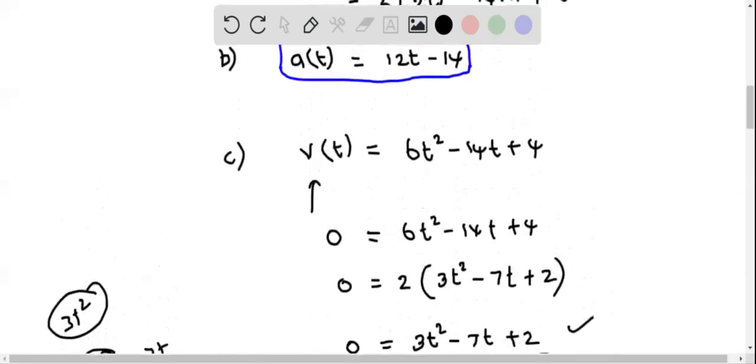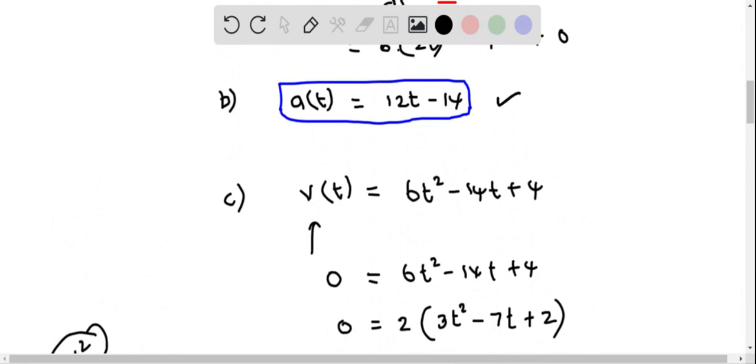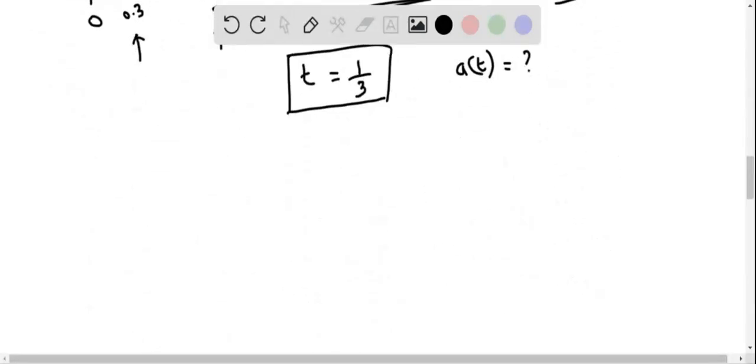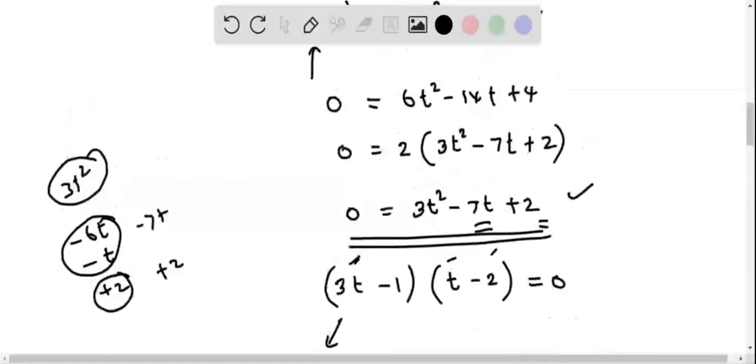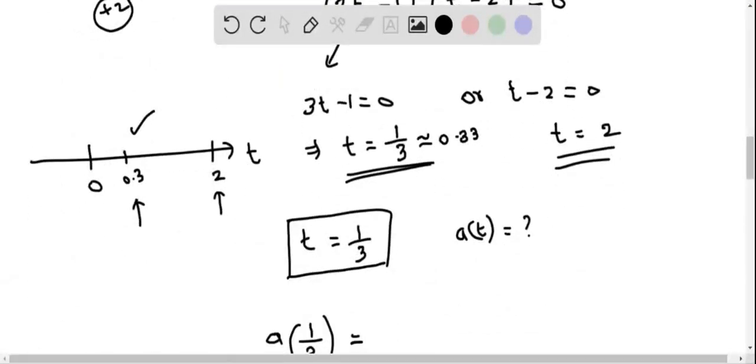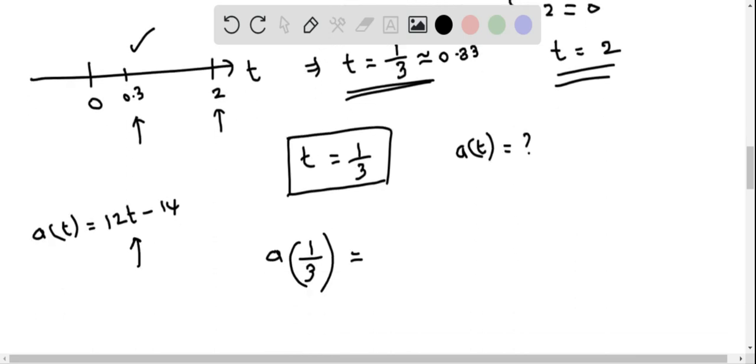So let's determine that. Now let me take this acceleration function and substitute t equal to 1 by 3. So therefore this becomes a of 1 by 3, and we have the acceleration function, so let me first copy it. This is a of t equals 12t minus 14. So I'm going to replace t equal to 1 by 3 here. So therefore this becomes 12 times 1 by 3 minus 14. 12 divided by 3 is 4. So this equals 4 minus 14, which equals negative 10.